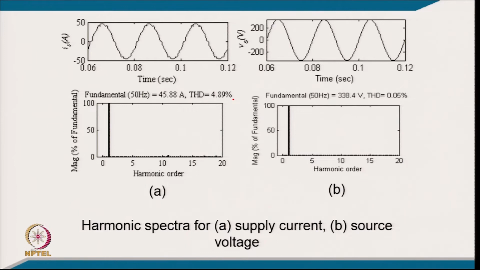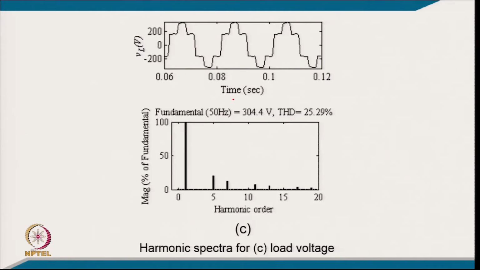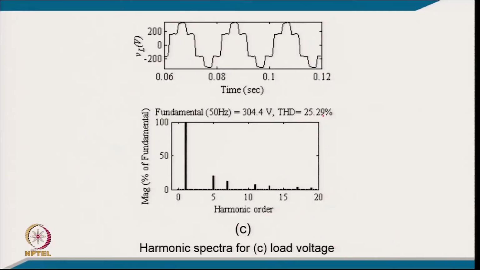But if we do not keep a passive filter, the THD of this voltage will also be substantially high because of the source impedance, and large harmonic currents will be flowing into the network. And this is the voltage at the point of common coupling, which I was mentioning here. Ideally, in the case of a 3 phase inverter in 180 degree mode of operation, it should be around 30%, but because these are not sharp edges, it is around 25%.